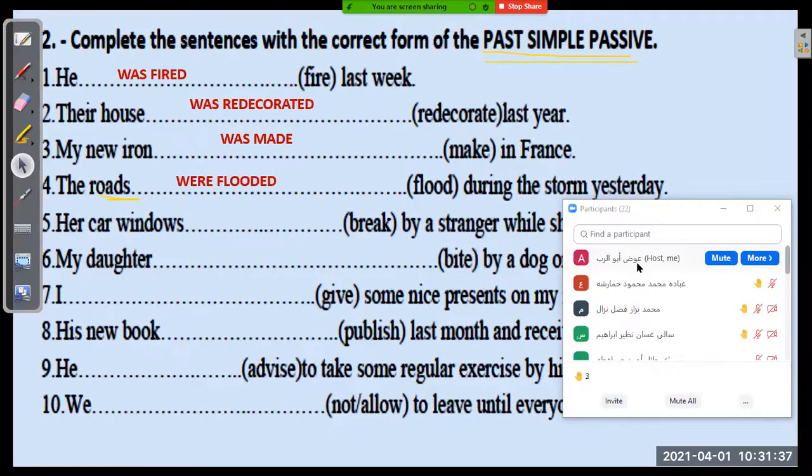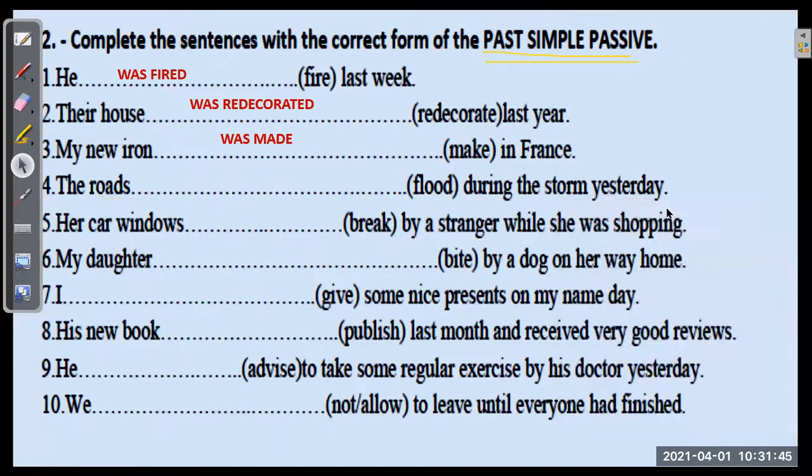Her car windows were broken by a stranger while she was shopping. Were broken. My daughter was bitten by a dog on her way home. Okay. I need to see those who raised hands, please. Just a moment. Now, Faris, Usama.